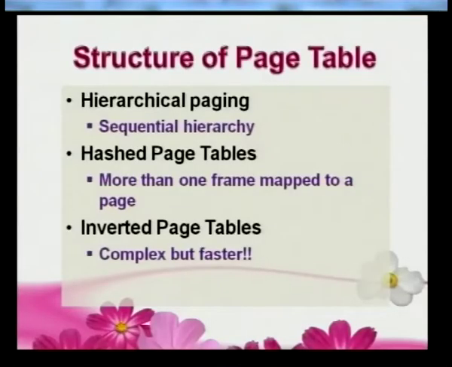The third complex and yet another alternate mechanism is inverted page tables. Under inverted page table scheme, in addition to the correspondence between a page and the frame, the process ID is also stored along with the P, F pair. Therefore, the process which corresponds to this P, F frame can also be easily identified in an inverted page table. We will now discuss each one of the structure of page table in detail.